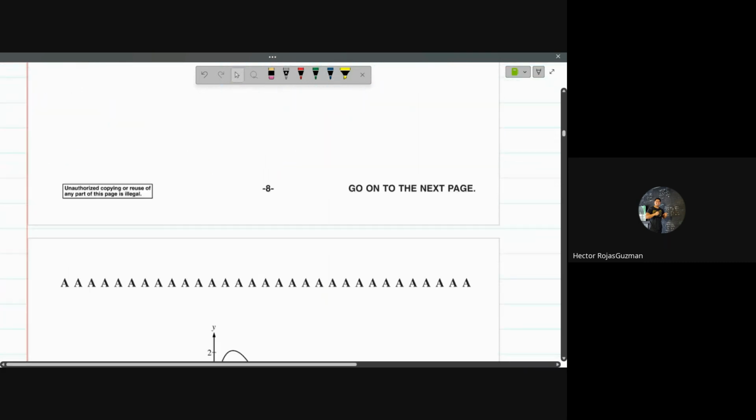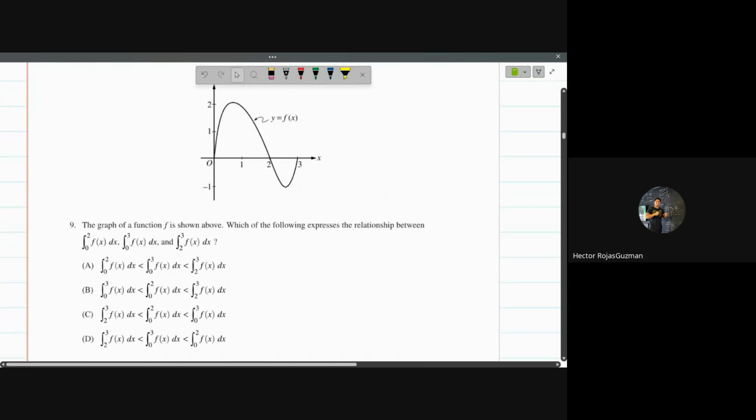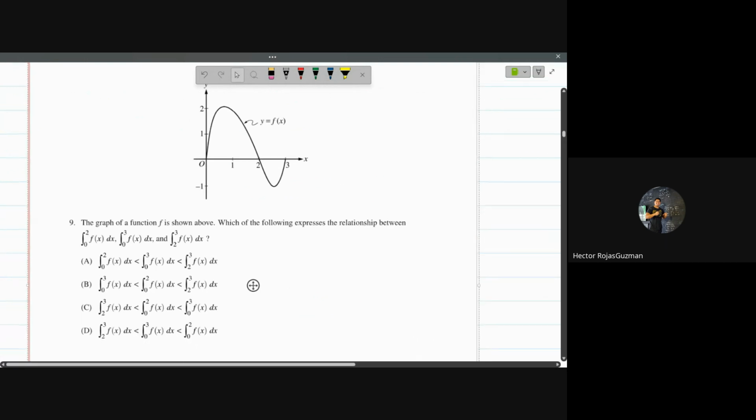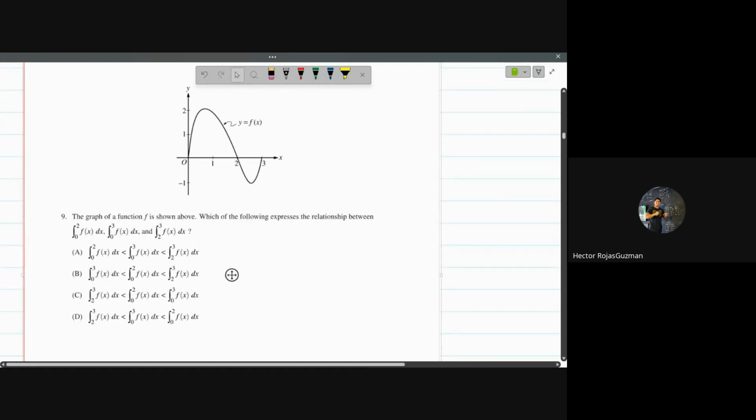Come on, computer, scroll down. Okay, number 9. The graph of a function is shown above. Which of the following expresses the relationship between the 3 integrals stated?